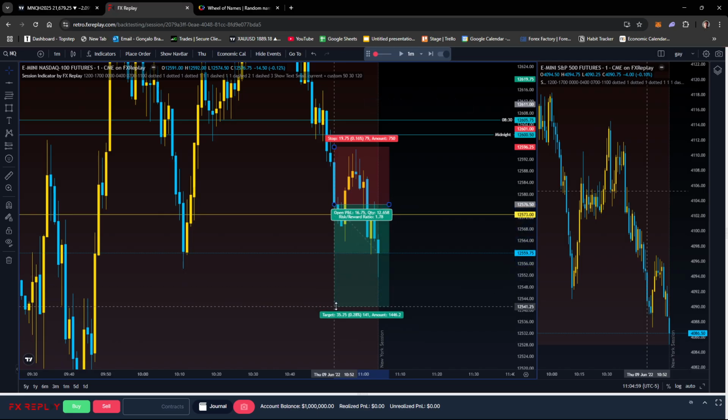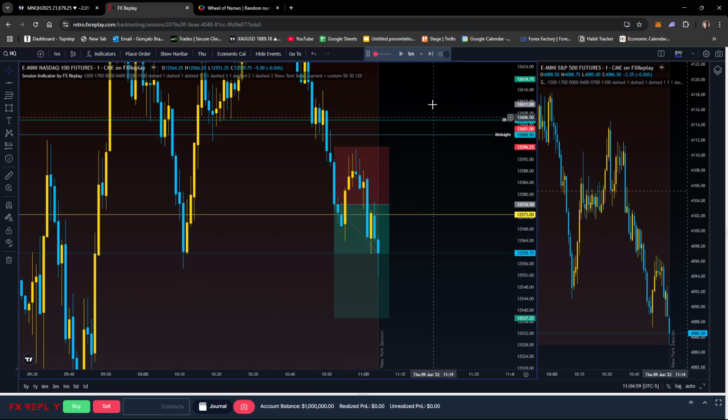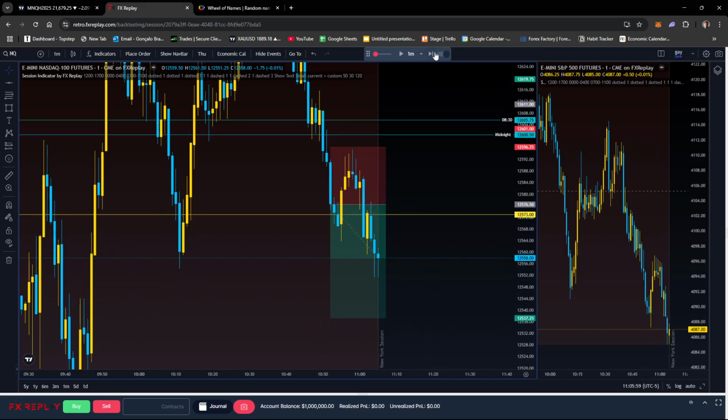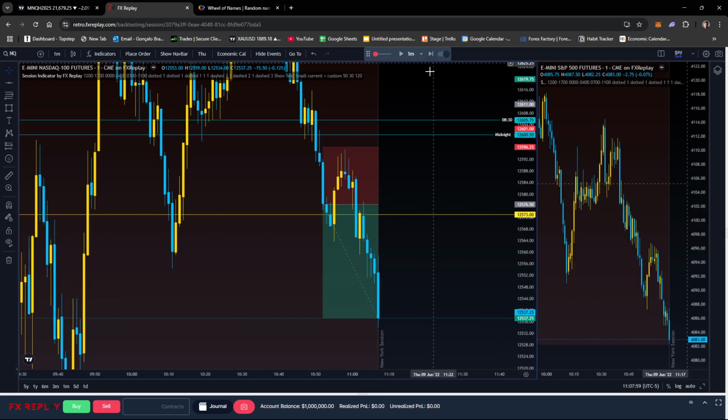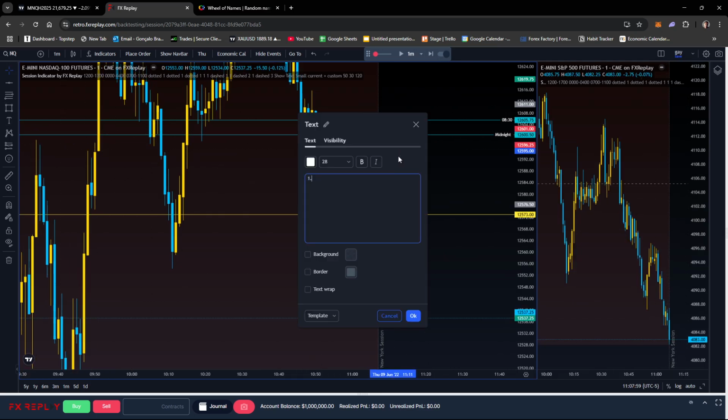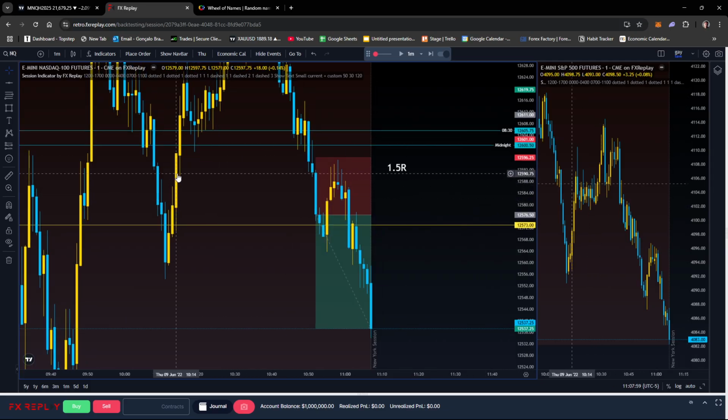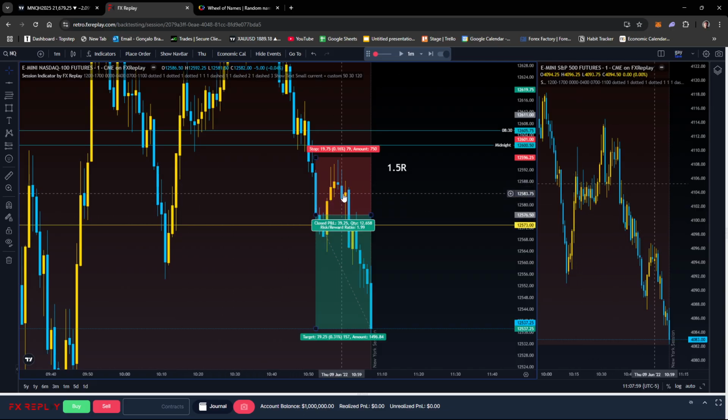Okay. So 1-to-1, we secured a 0.5. Final TP for me is this area. Okay. So we score another 1.5 here. The best entry off this final bullish inversion here.